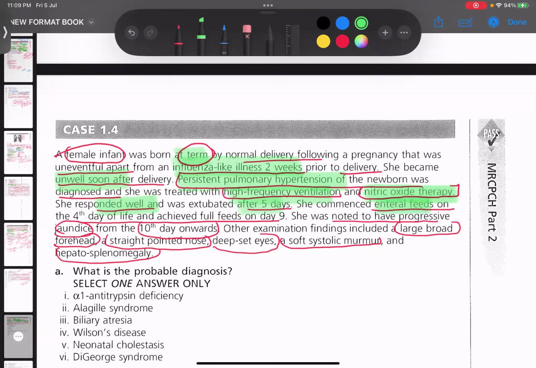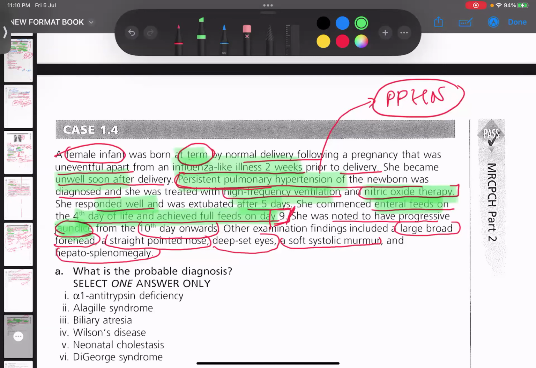She was commenced on enteral feeds on the 4th day of life, and achieved full feeds on day 9. That means by the 9th day, even though she was not very well immediately after birth, she developed persistent pulmonary hypertension of the newborn, PPHN. She was treated and she responded well. End of story here. But on day 10, she presented to you with jaundice.